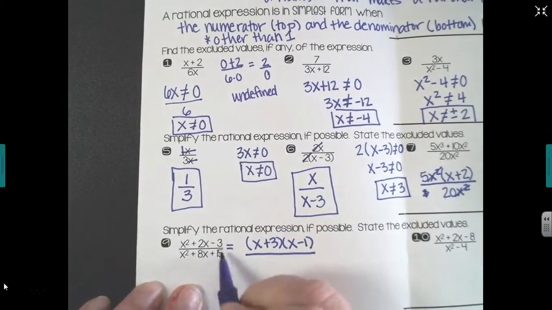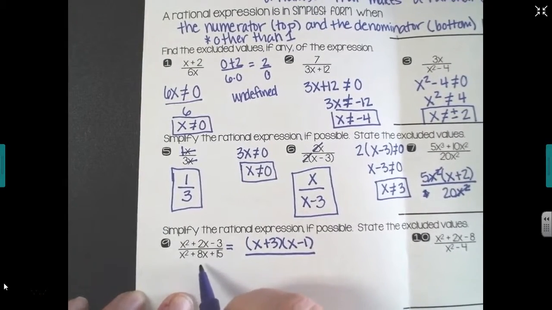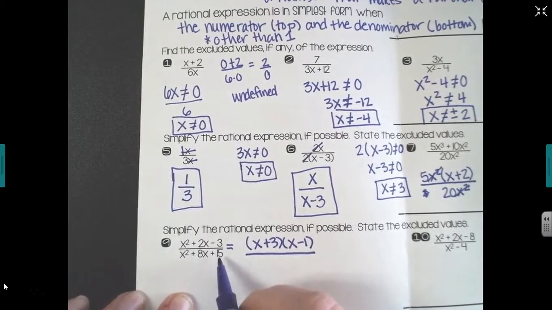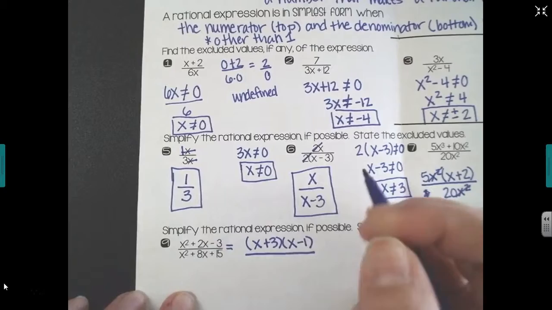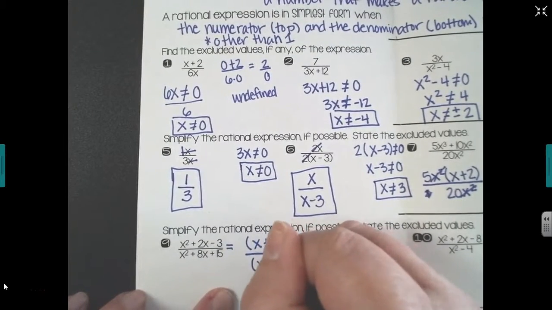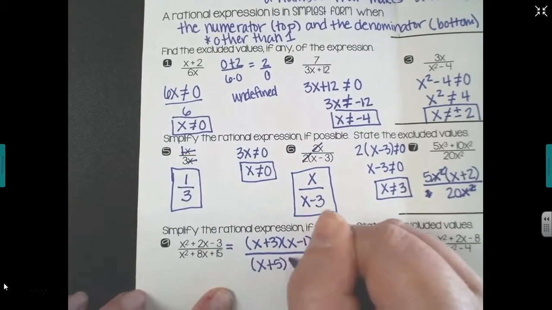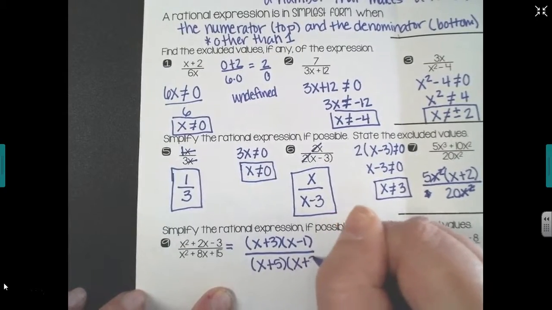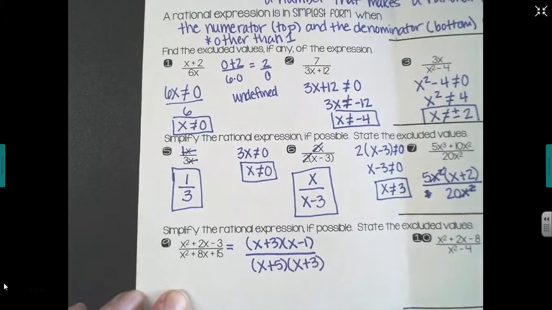Over, okay, let's look at our denominator, x squared plus 8x plus 15. What multiplies to give us 15 adds to give us 8? That's an x plus 5 and an x plus 3.